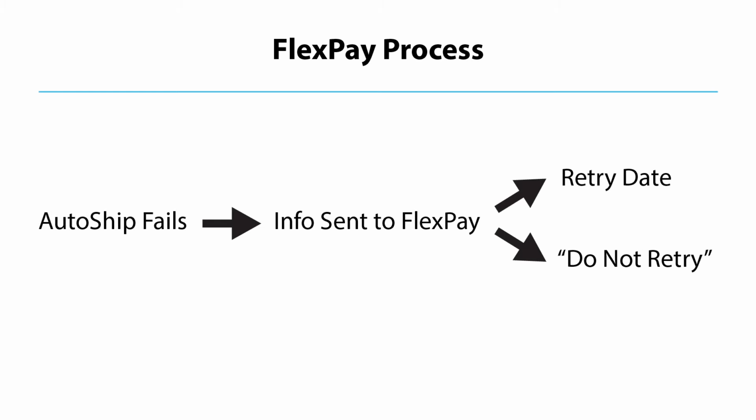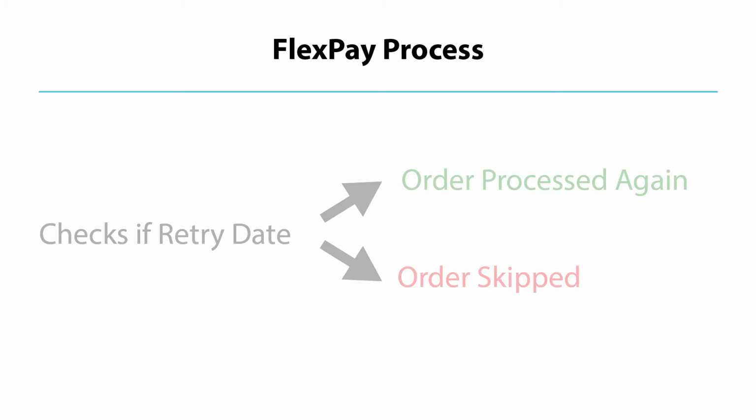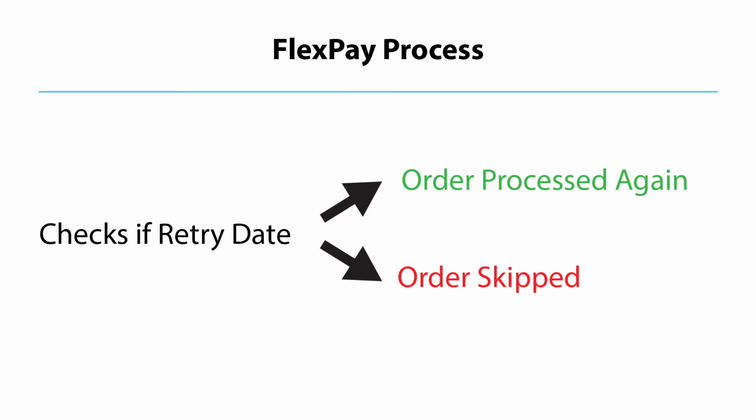So first, let's demonstrate the FlexPay process. An AutoShip order fails. The system sends the AutoShip data to FlexPay. Then, FlexPay sends either the next run date or a do not retry status. Next, the system stores the recommended date and waits for the next AutoShip retry run.